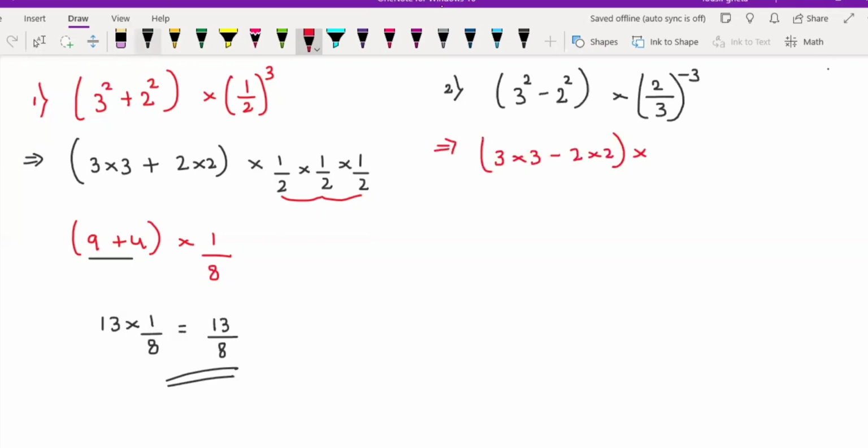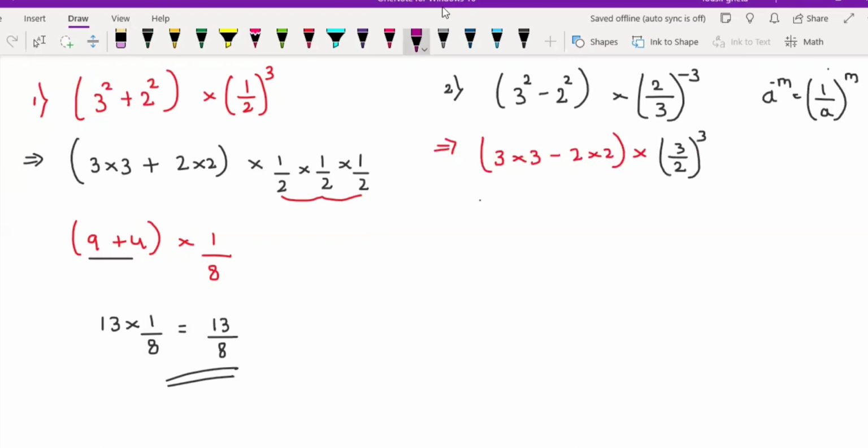As you can see, the power is negative. So first we need to make the power positive by applying the law of exponent, that is a to the power of minus m is equal to 1 by a whole to the power of m. So we can write it as 3 by 2 whole to the power of 3. Just by reciprocating our base, we can make the negative power a positive.